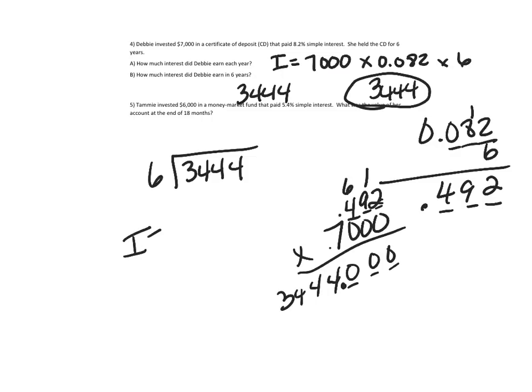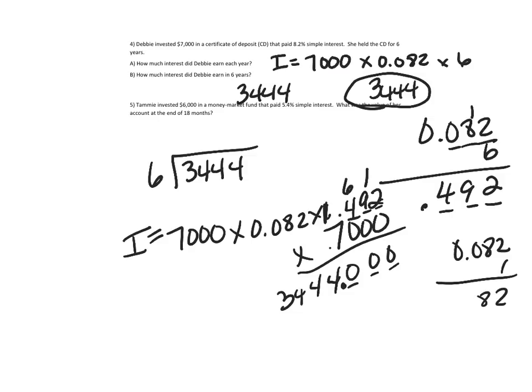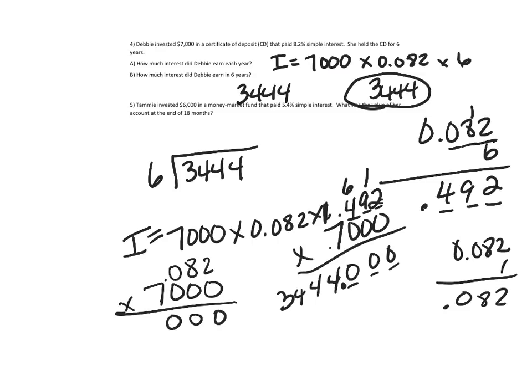Or I could do the interest equals 7,000 times 0.082 times 1. So 0.082 times 1 is 0.082, and then 7,000 times 0.082 is 574 for the individual year, 1 year. Go ahead and try number 5 on your own, and then once you're done with that, you can start on the back side.